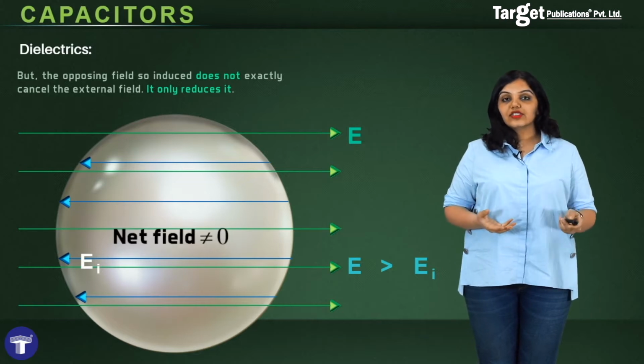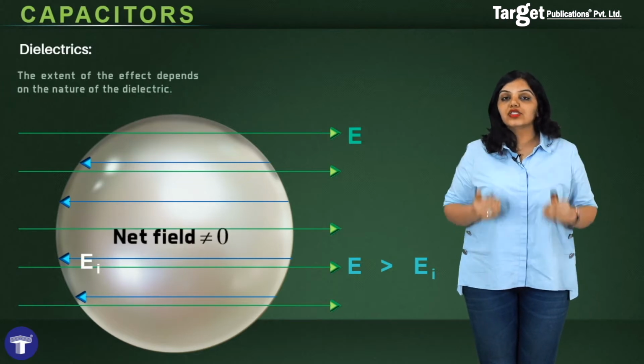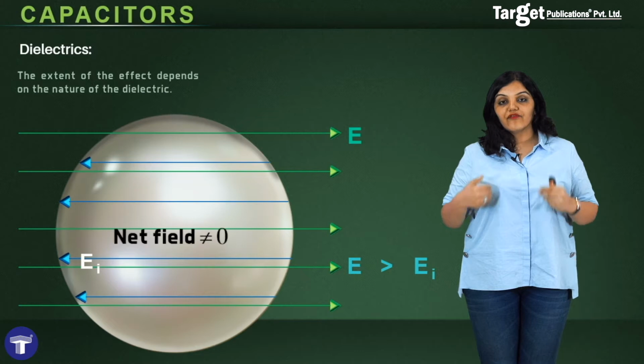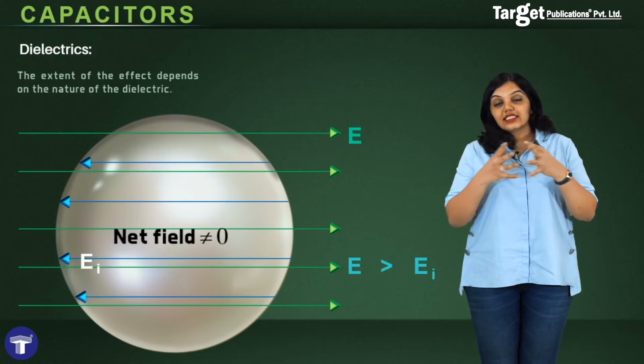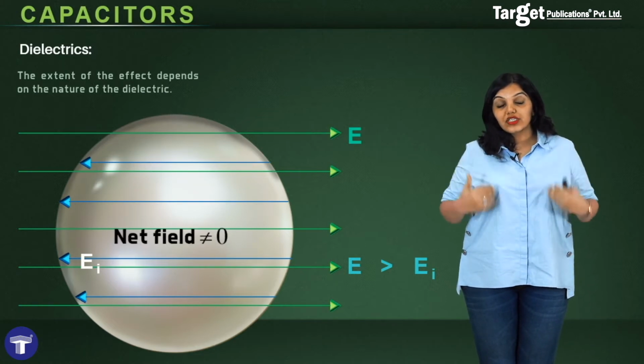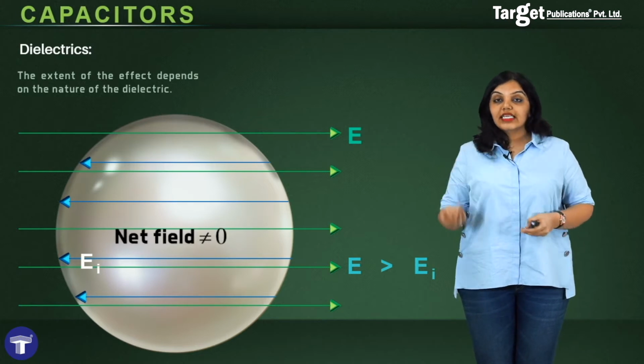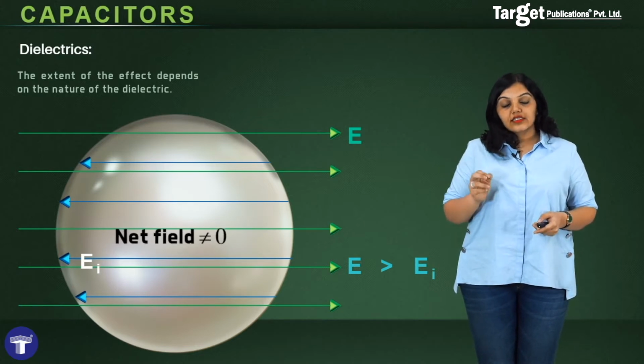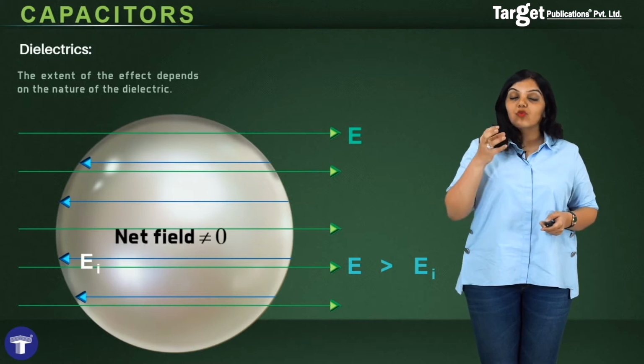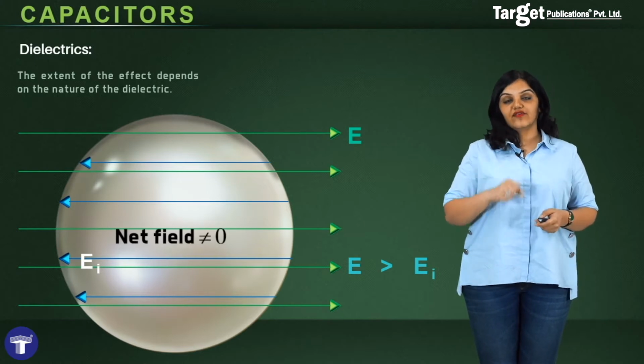Now, the next question is, who decides how much it will be reduced? Will it become half? Will it become 1/4? The extent of this effect, that is how much it will reduce, will depend on the material of the dielectric. So there are many types of dielectric, and so the next thing we want to understand is what is the material of the dielectric.